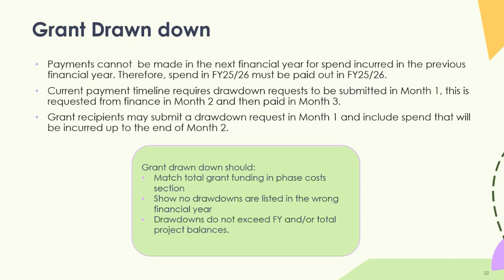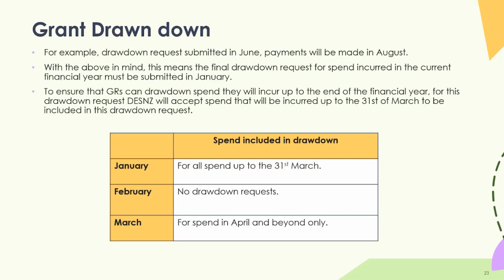So again, we understand what your financial year baseline is, and if you're looking to draw down more than that, that would be a big red flag, unless you'd already gone through a PCR and it had been agreed. Grant drawdown. So for example, this is particularly important for February.